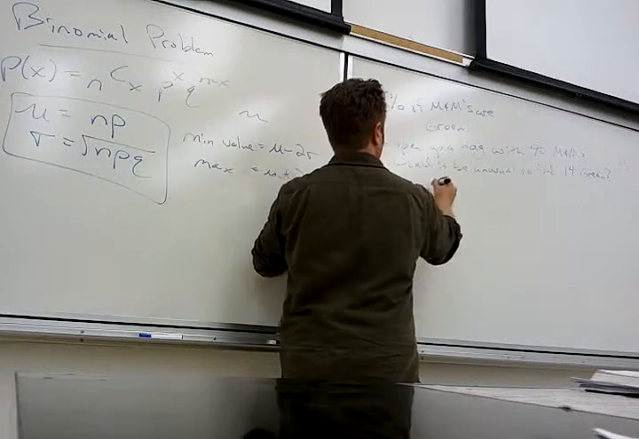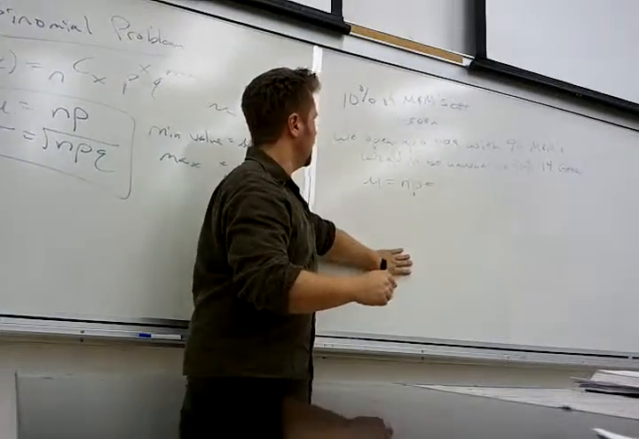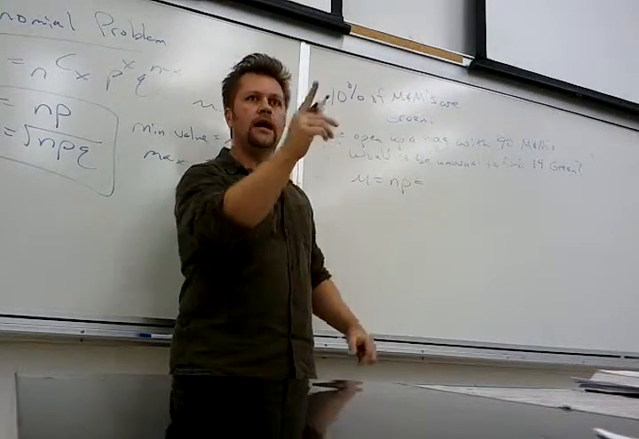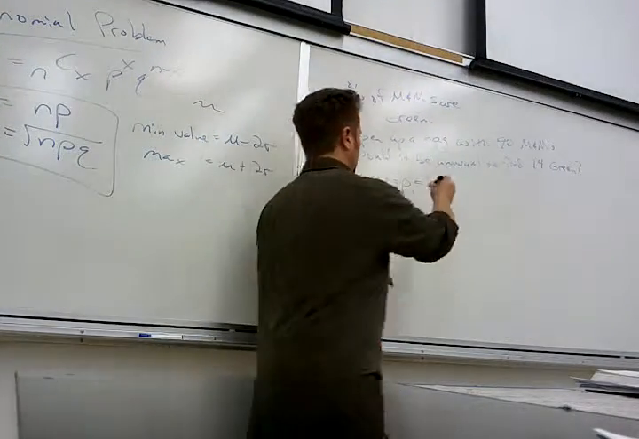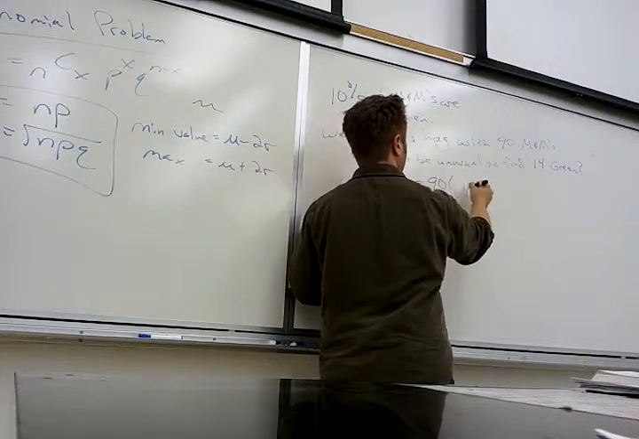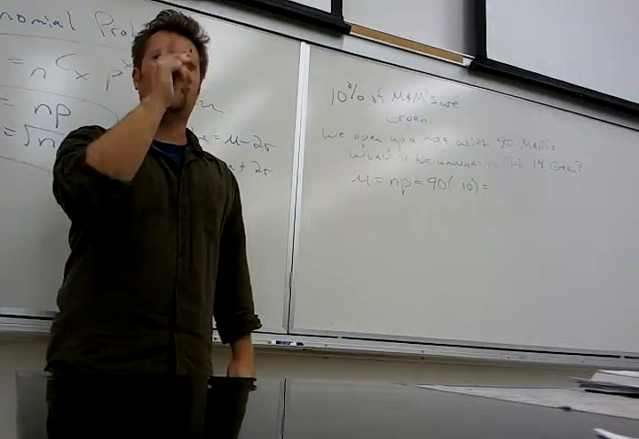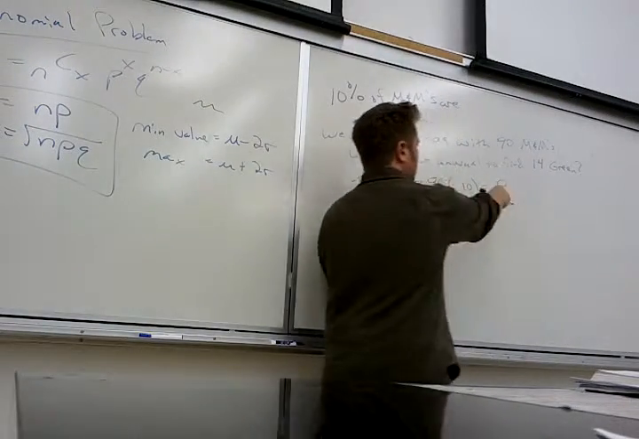Okay, so the mean is n times p. And what's n? 90. There's 90 total M&Ms. And what's p? 10% chance of getting a green. So 10% of them are green. So I expect to have how many greens? 9 of them. So by itself, that's not enough information.